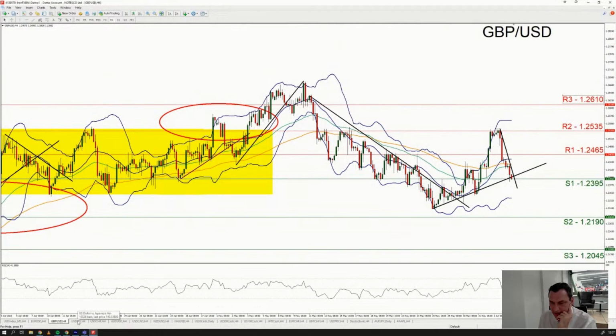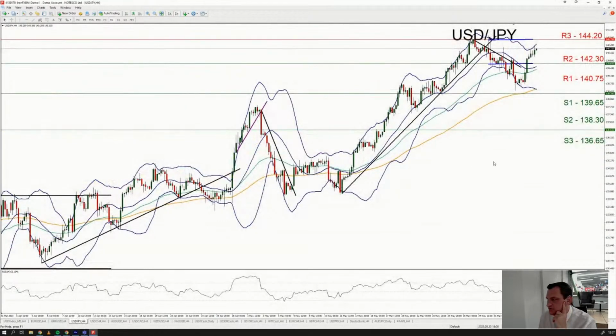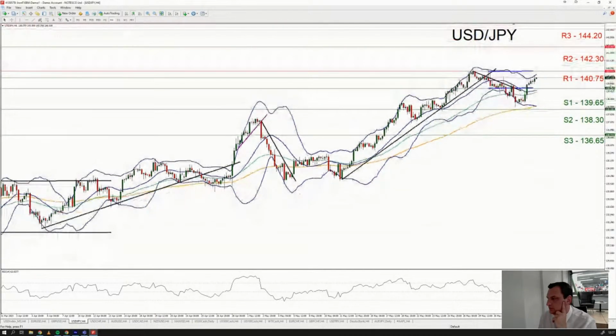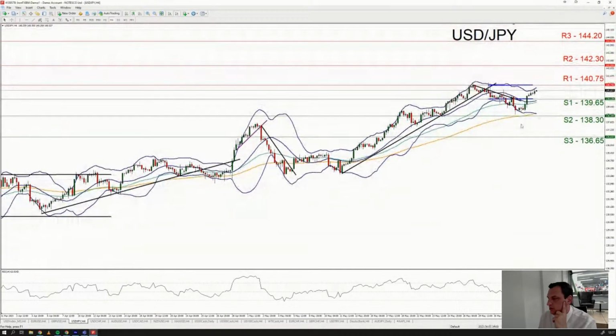Moving now to USD/JPY, which was in sideways motion and actually still is. Okay, there was an upward movement, but the overall sideways motion between the 140.75 and the 138.30 seems to remain intact. There was a slight downward trend line that seems to have been broken.